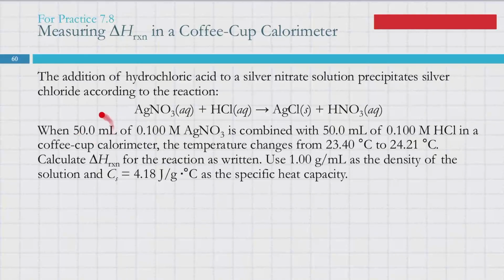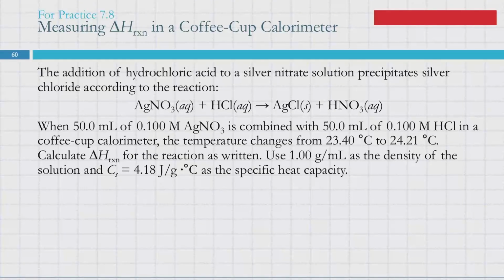We are told that when 50 milliliters of 0.1 molar silver nitrate is combined with 50 milliliters of 0.1 molar hydrochloric acid, the temperature rises from this value to this other value. We want to calculate delta H of the reaction as written. We're going to use 1 gram per milliliter as the density of the solution, and C sub S of 4.18 joules per gram degree Celsius as our specific heat capacity.